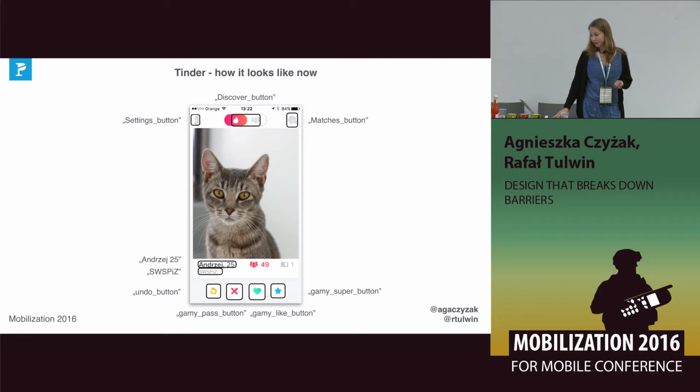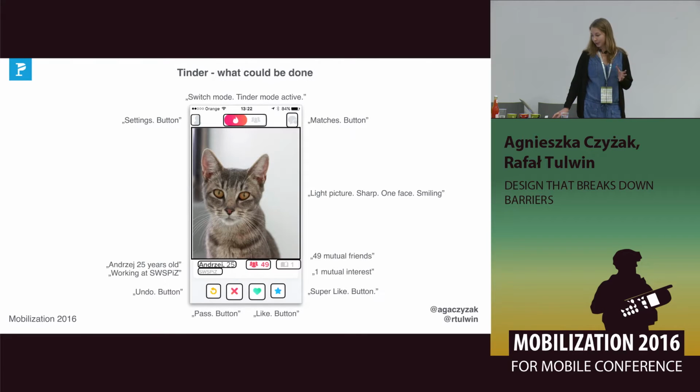So the voiceover reads, for example, this icon as settings_button. This is a discover_button, so it doesn't say anything about the state you're actually in, what is possible to do, and if it really is a switch or a button or something like that. Then matches_button, and it goes that way through all of the screen. This is read properly because it's just text, so it does it automatically.